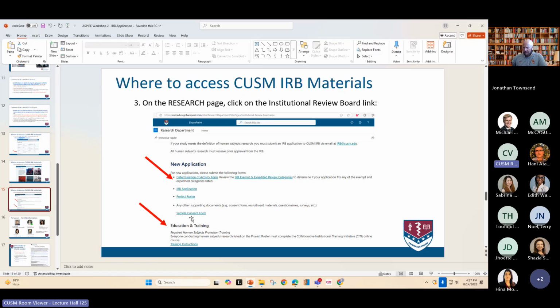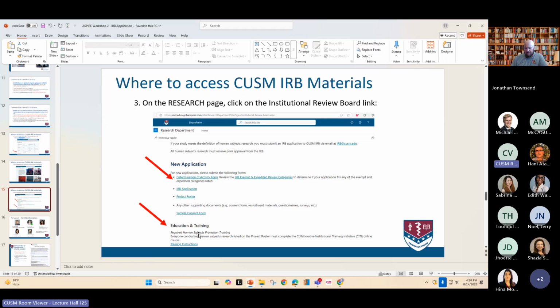The 4th is this one called a sample consent form. I'm going to show you what that is on a forthcoming slide. But the sample consent form is the consent form that you're going to submit to patients or participants. And it's a really nice template because it gives you the language and then blanks to fill in. So it gives you a very good starting point to fill out a very nice and complete consent form. But there are 3 application forms here: roster, the application, and the determination of activity form, as well as the consent form. There's also education and training and how to get what's called CITI trained or CITI online training.